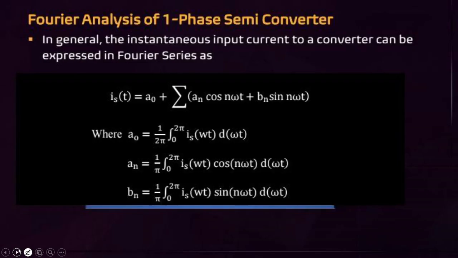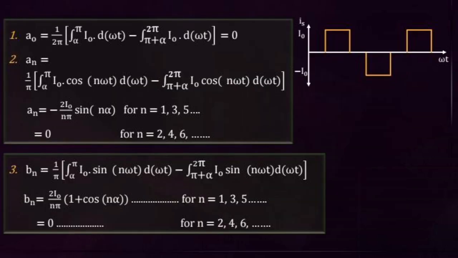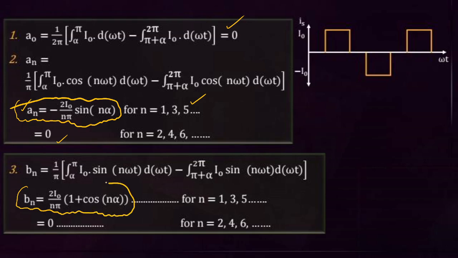Then if you apply the Fourier series for that waveform using this instantaneous current expression, you have to find the A0 value, A0 zero. An equals minus I0 minus 2 I0 by n pi into sin n alpha. This An is defined only for odd values. For all even values it is 0. The Bn value is 2 I0 by n pi into 1 plus cos n alpha. This Bn is defined only for odd values. For even values it is 0.